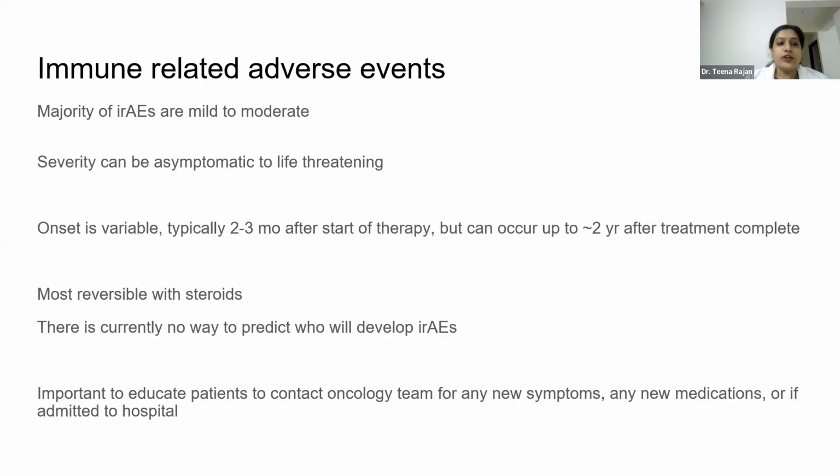A few words about immune-related adverse effects. As we all know, it is the most common adverse effect that we see, and the majority of these are mild. Some can be asymptomatic, some can be mild, some can be moderate. So nobody knows who is going to develop a toxicity or the severity of the toxicity. Basically, it starts typically within 2 to 3 months of start of therapy, but can occur up to 2 years post completion of your treatment also.